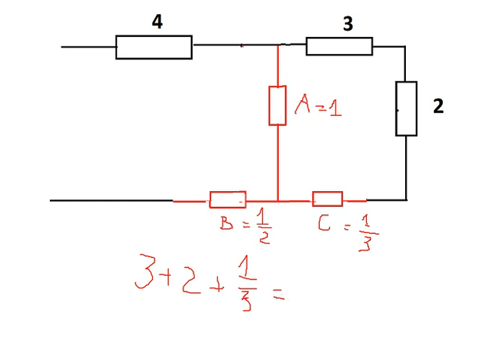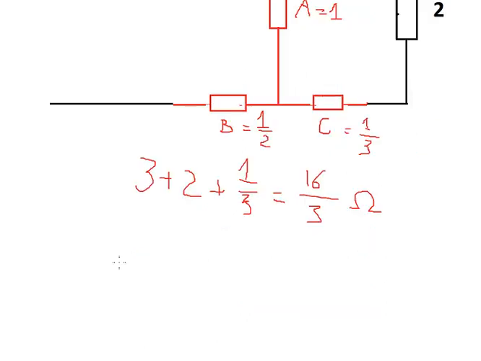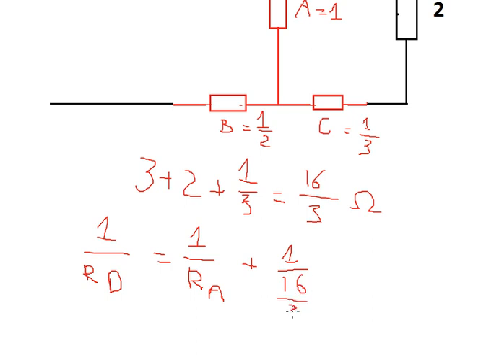So we have 16 over 3 ohm. And this one is parallel. This one and this one are parallel in here. So we need to put 1 over RD equals 1 over RA plus 1 over 16 over 3, and we just calculate in here.